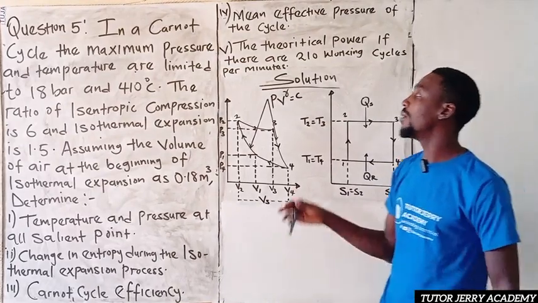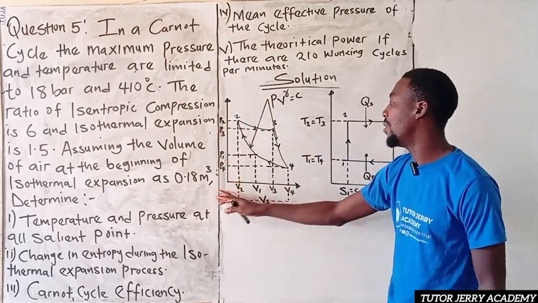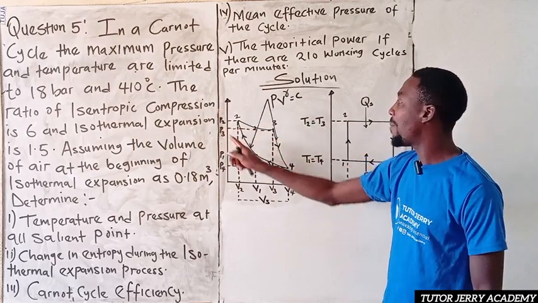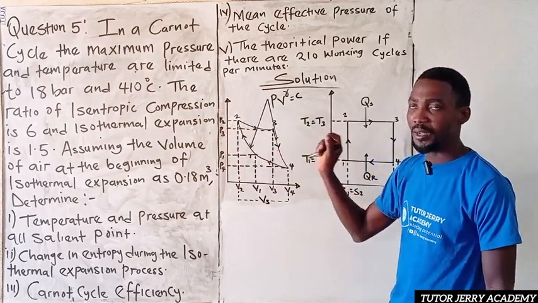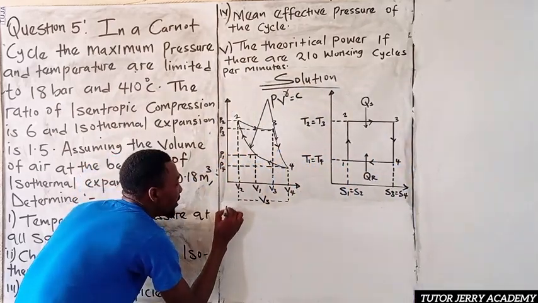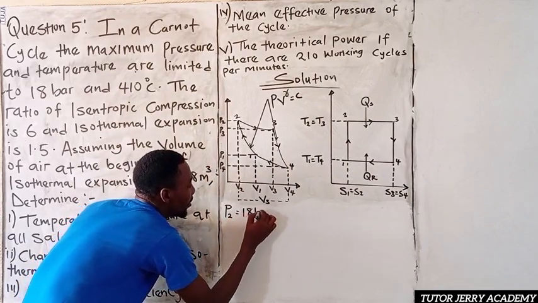All right, so now we are told that the maximum pressure. What is the maximum pressure? P2, P1, P3, P2, right? Our P2 is our maximum pressure. All right, so now P2 is given to us to be 18 bar. P2 is equals to 18 bar.